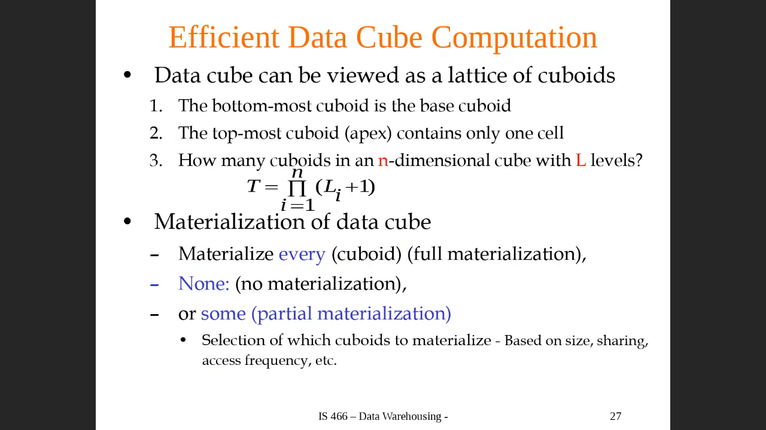Now let's talk about efficient data cube computation. Recall that in the previous slides we talked about the lattice of cuboids. When we talk about efficient data cube computation, first we need to know what different techniques are available for the computation. One technique is aggregation, which means to aggregate or combine together, integrating from the smallest child cuboid. The second one is caching.